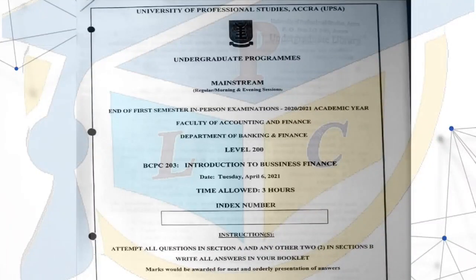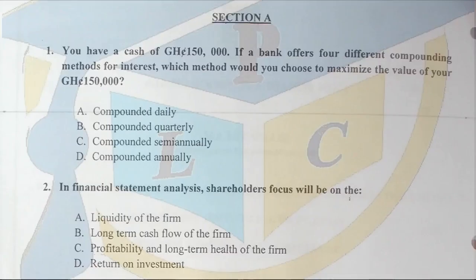And that's Introduction to Business Finance. So let's move on in that case. Okay, so this is our first question. Section A. You have a cash of 150,000. If a bank offers 4 different compounding methods for interest, which method would you choose to maximize the value of 150,000 Ghana cedis?